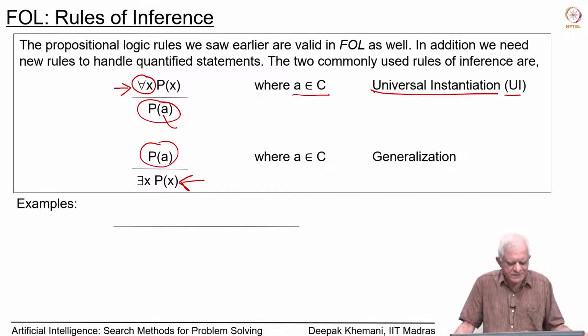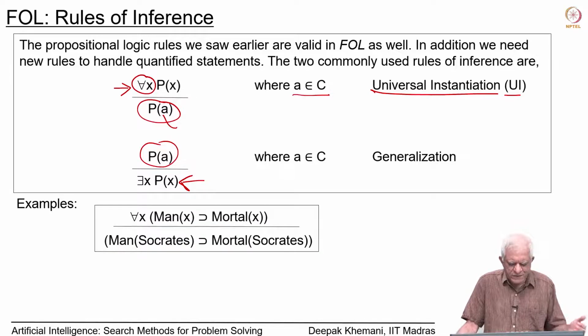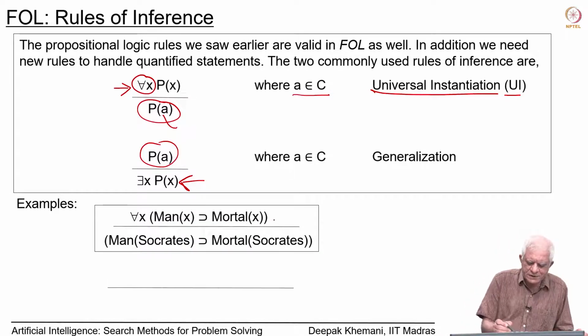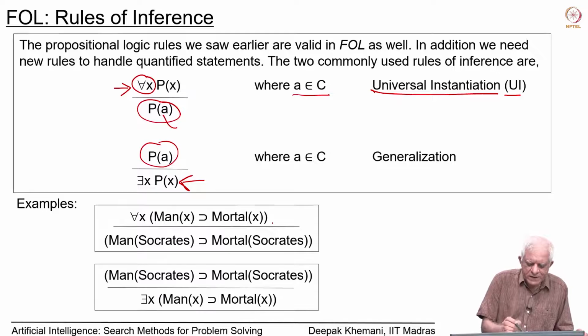So, an example of this is, if you were to say all men are mortal, you can infer from that the sentence which says that Socrates is mortal.